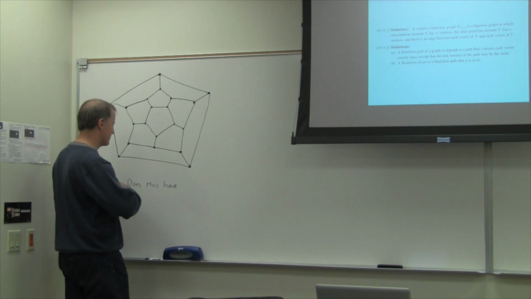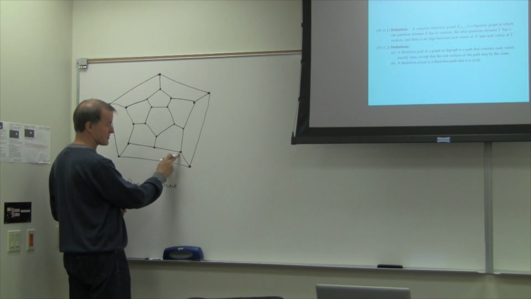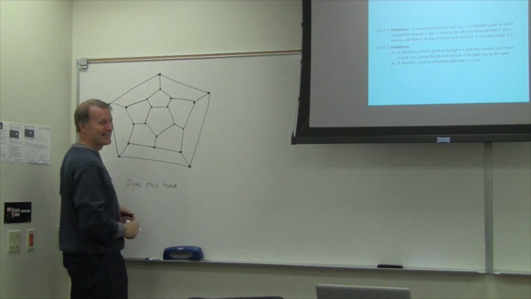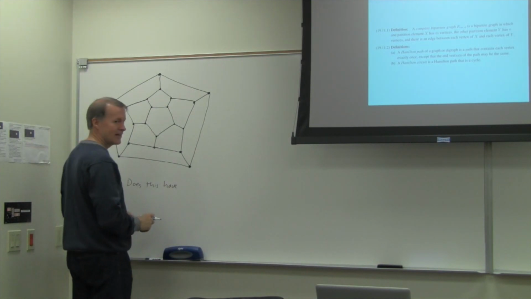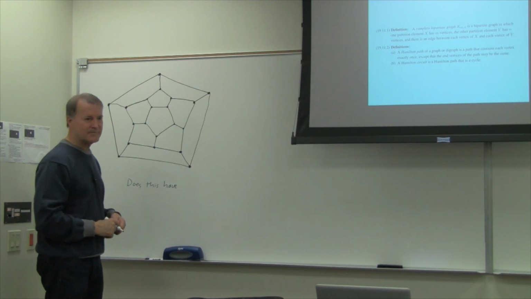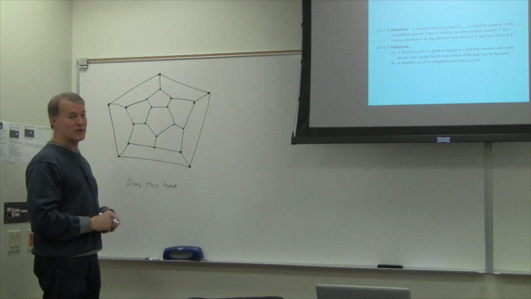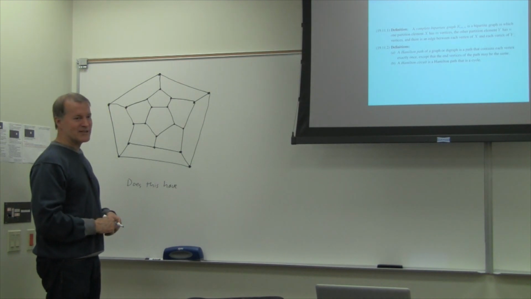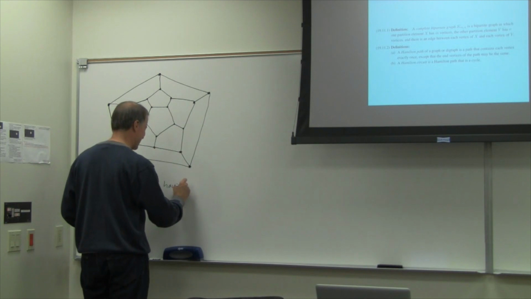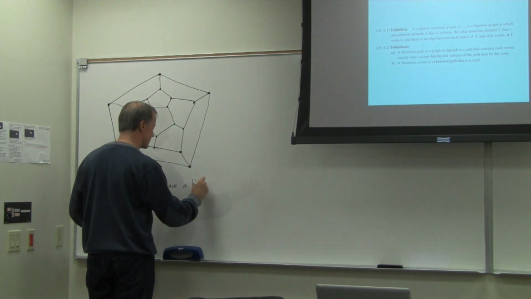Here the degree is 3, the degree is 3. As a matter of fact, every single one is degree 3. All of them have to be even degree to have an Euler circuit. And we also know that the number of vertices of odd degree is even. So anyway, let's get back to our original question. Does this have a Hamiltonian circuit?